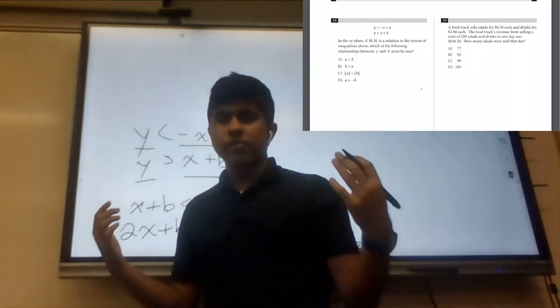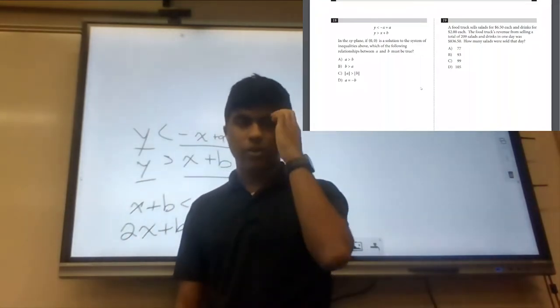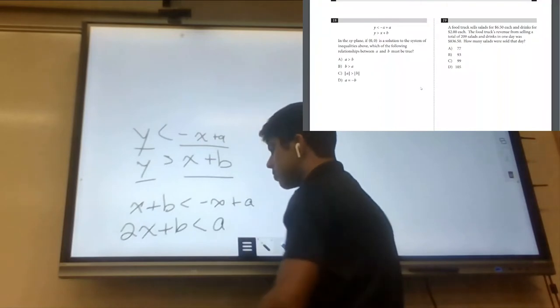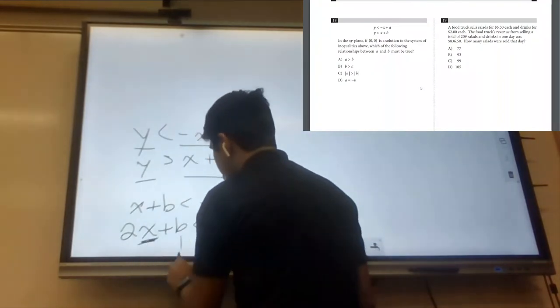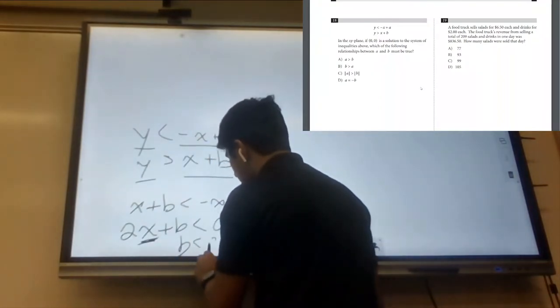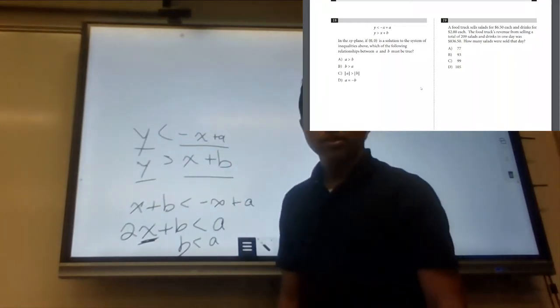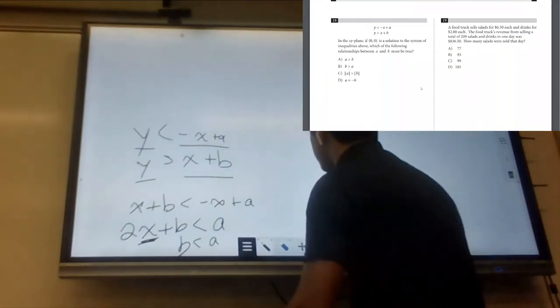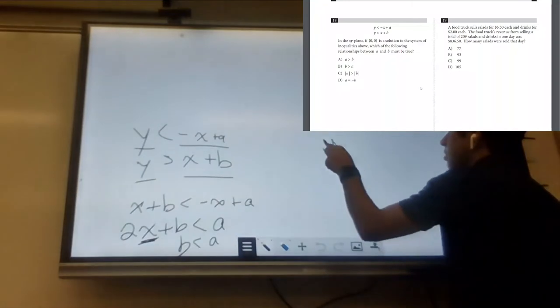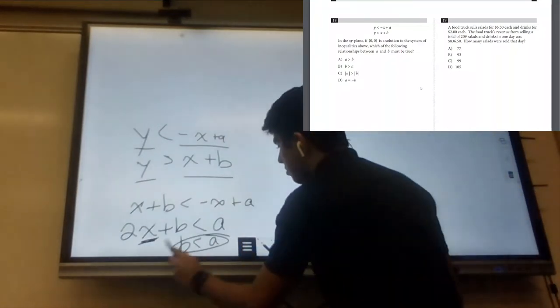Now, if 0, 0 is the solution to the system of inequalities, then b is going to be less than a. B less than a. That's answer choice A. So b is less than a, you know?